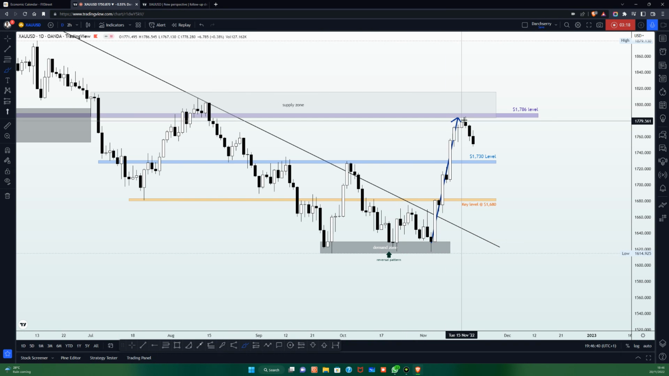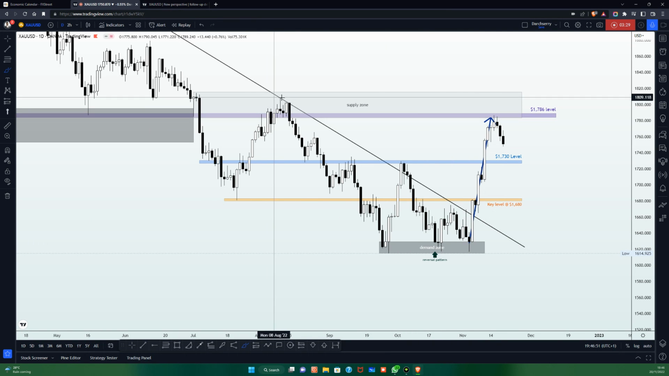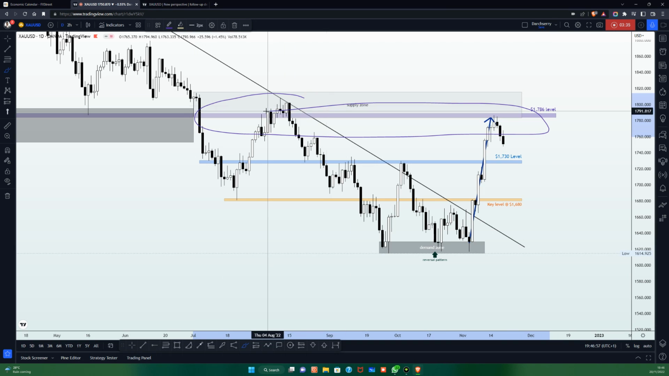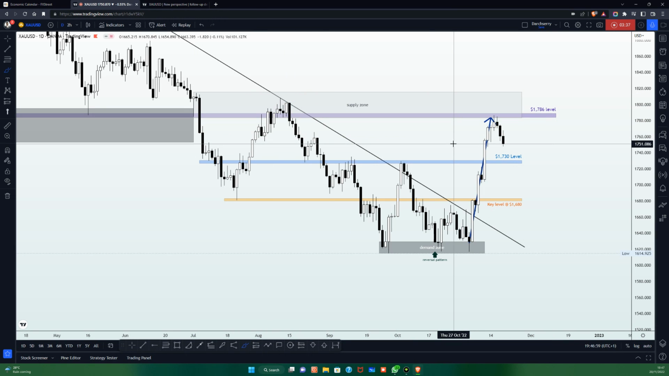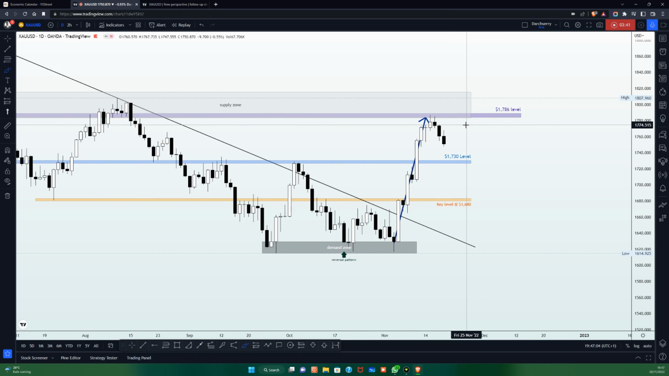And when price came back into the 1,786 level, we saw how that level one more time rejected all buying pressure at that level to emphasize how strong the sellers are. And if you look at what has been happening here since the month of July, we saw how that level has been holding selling pressure in this market. So as a result of this, I identified that level as a supply zone.